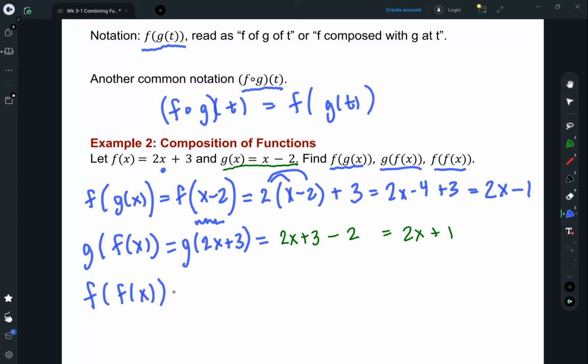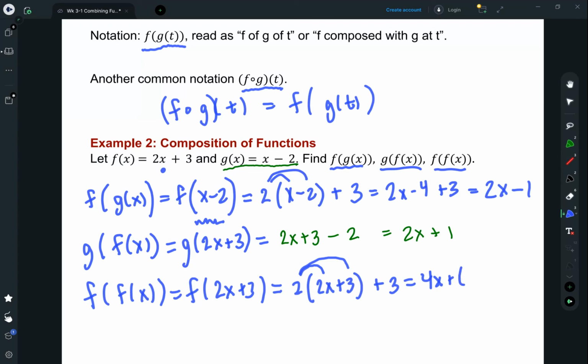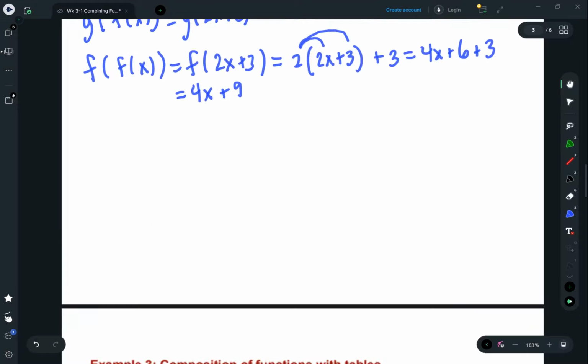All right, did you do it? So our outer function is f and our inner function is f. So I'm going to find f of 2x plus 3, which is 2 times, and now I see the x, so I put in 2x plus 3, plus 3. And let's go ahead and simplify. 4x plus 6 plus 3, which is 4x plus 9. And you could find g of g too. That would be fine. Let's go ahead and keep moving on.